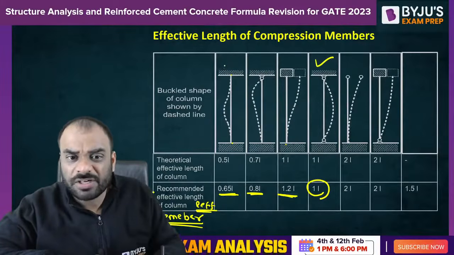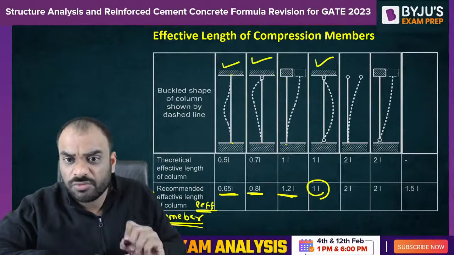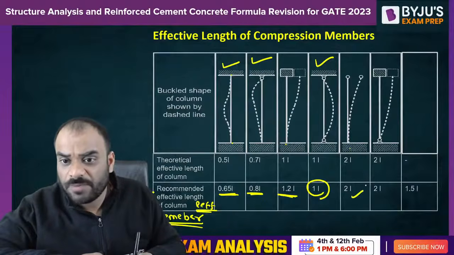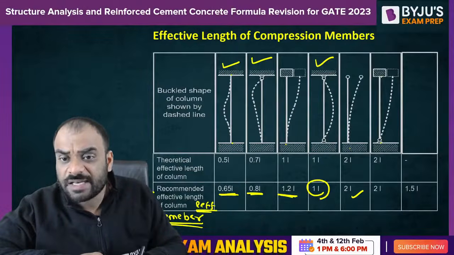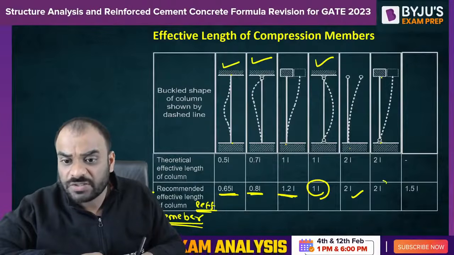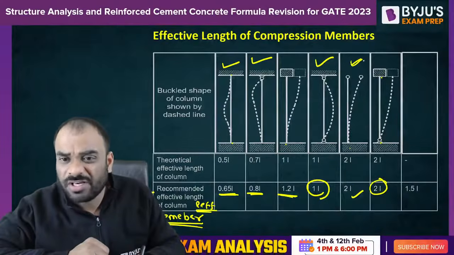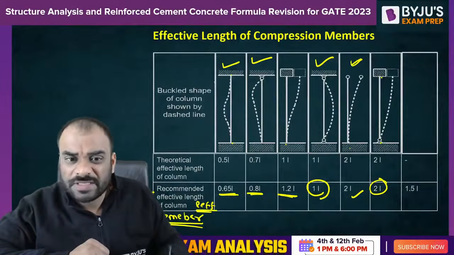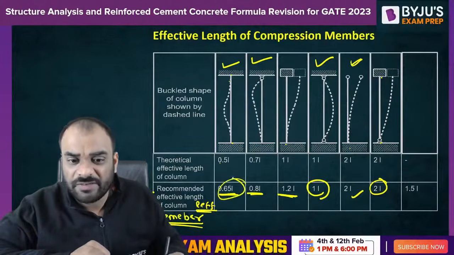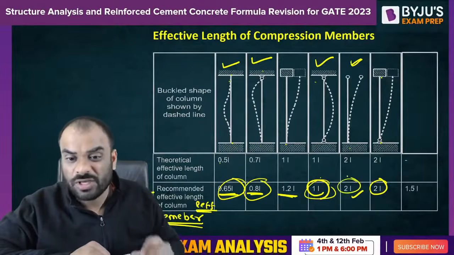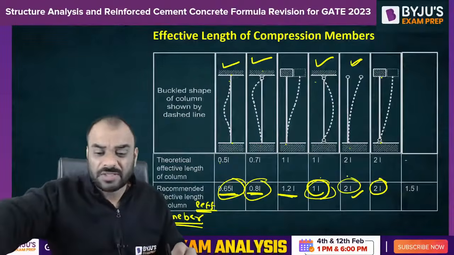Guys, this is the most important condition. This one is also important: one end free, other is fixed. It is 2L. One end hinge and second is not held in position, so again it is 2L, right? But guys, please remember these four conditions, which are most important. One, both ends fixed, 0.65 L. One end hinge, other fixed, 0.8 L. Both ends hinge, 1 L, and one end free, other fixed, it is 2L. Please remember these four only, which is required.